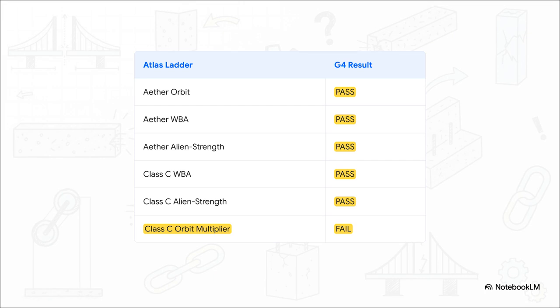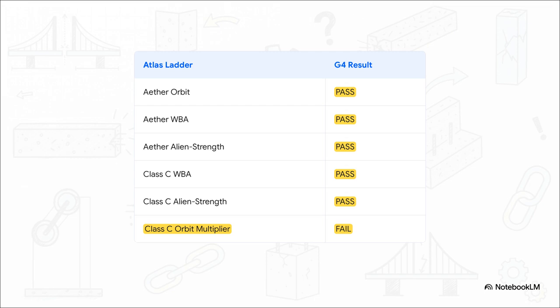Look, before you can trust any new tool, you have to calibrate it. That's what the G4 Planet Pulse self-test is for. You basically plant a fake singularity in the data and see if your engine can find it. As you can see, it was brilliant. It passed with machine precision on 5 out of the 6 ladders.